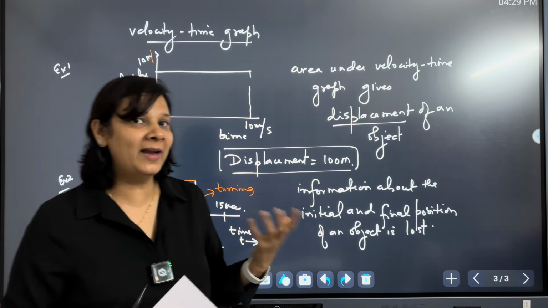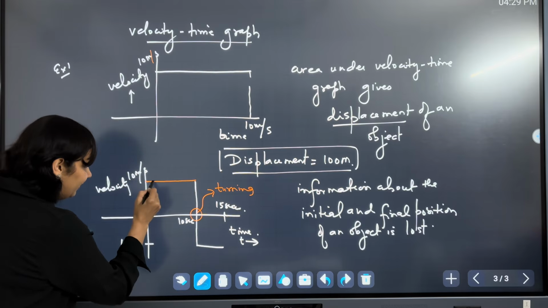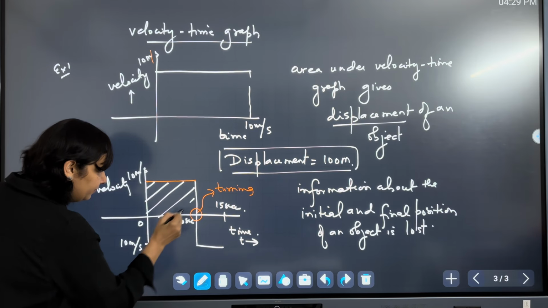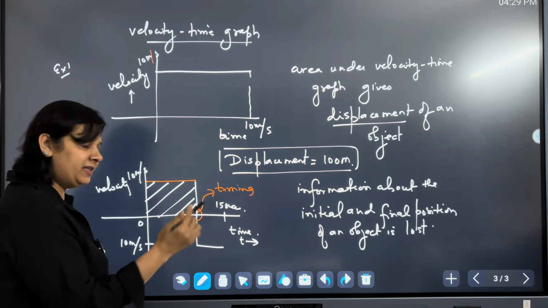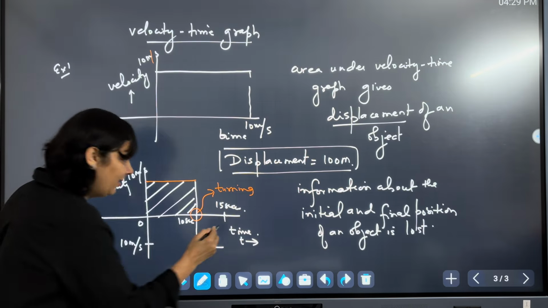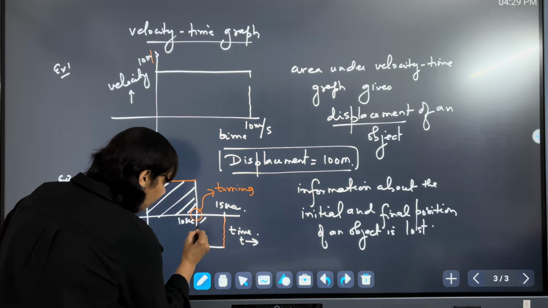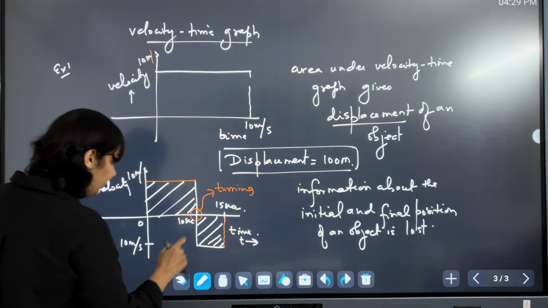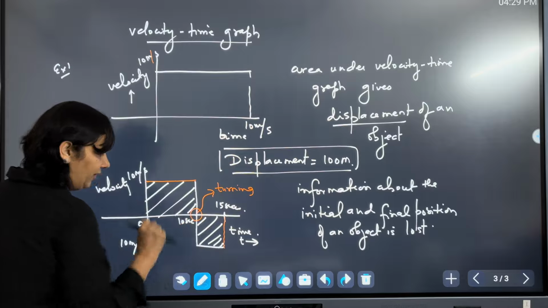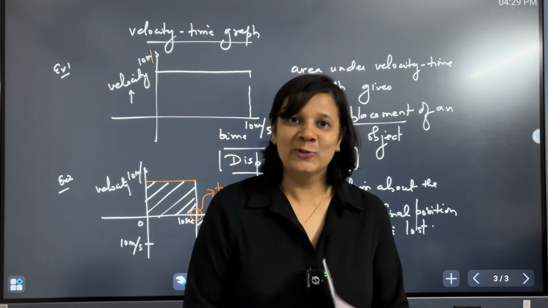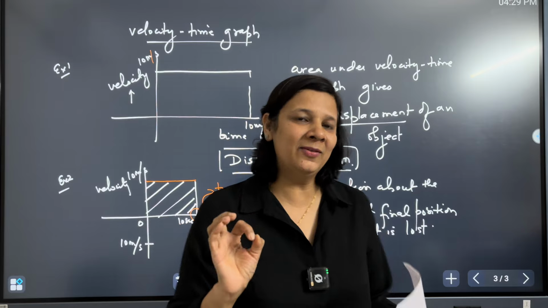So how do we calculate that from the graph? Now in this area under the curve, in the positive direction how much distance has the object covered? 100 meters, 10 into 10, right? But now in the opposite direction how much has the object covered? 10 into 5, this is 5, right? 50 meters. So what will be the total distance covered by the object?